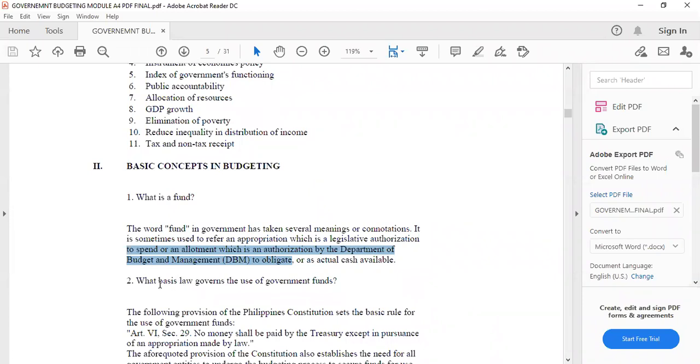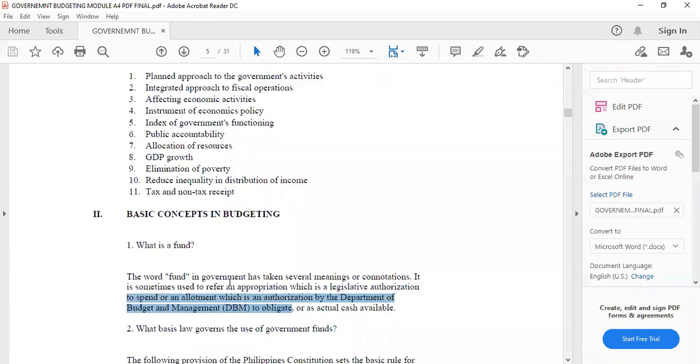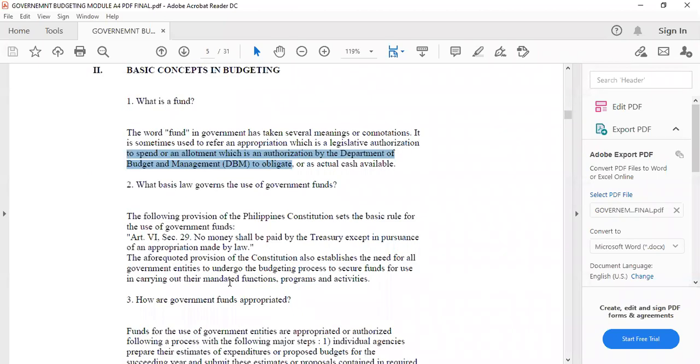Now, what is the basis? What basis law governs the use of government funds? Of course, all activities in the government must be rooted in the Constitution.